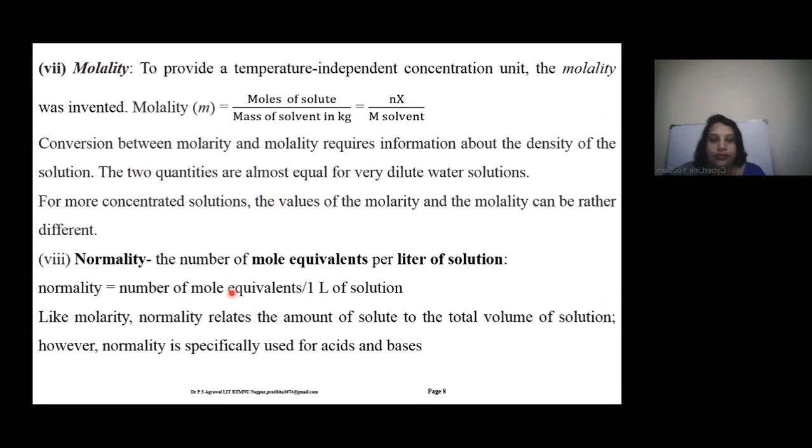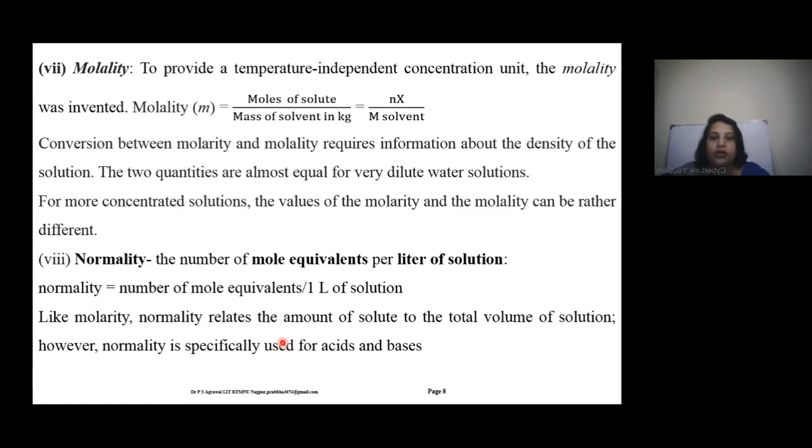Now normality. Normality is defined as number of mole equivalents per liter of solution. Like molarity, normality relates the amount of solute to total volume of the solution. However, it is specifically used for acids and bases.